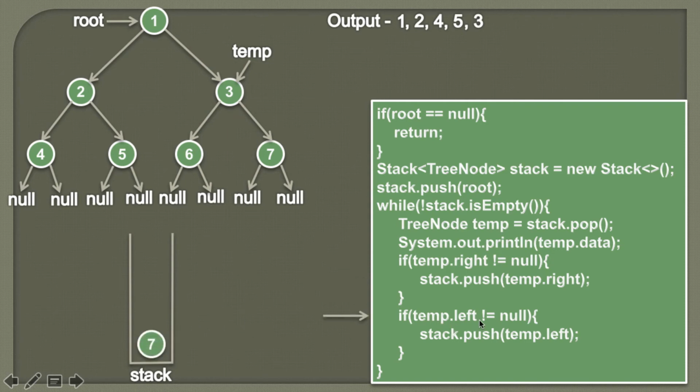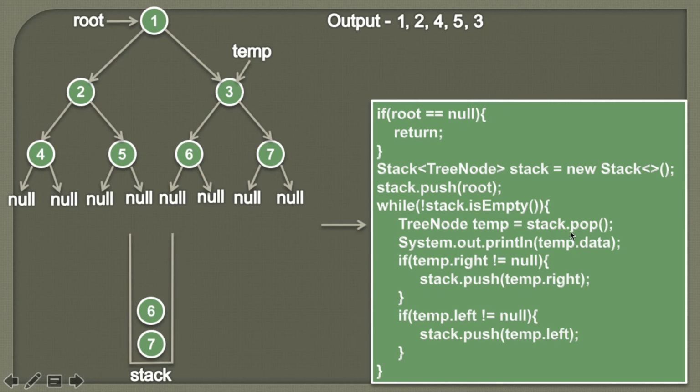And then we'll check whether temp left is equal to null or not. So temp left is pointing to 6, which is not null. Therefore the condition in if block comes out to be true. And we'll simply push temp left on the stack, which is 6. And then in while loop we'll again check the condition whether stack is empty or not. So currently stack has 2 elements, therefore it's not empty.